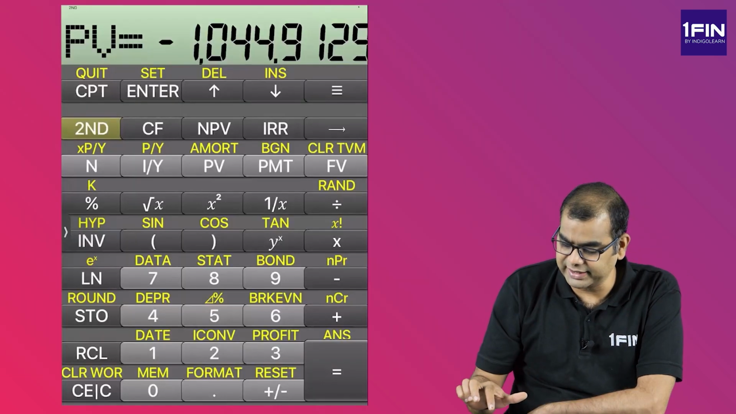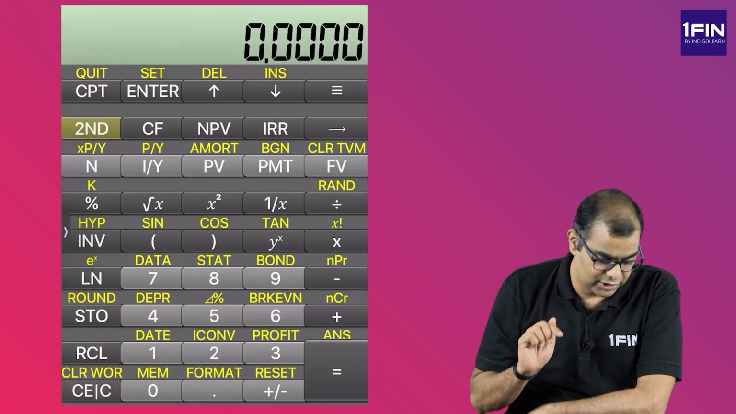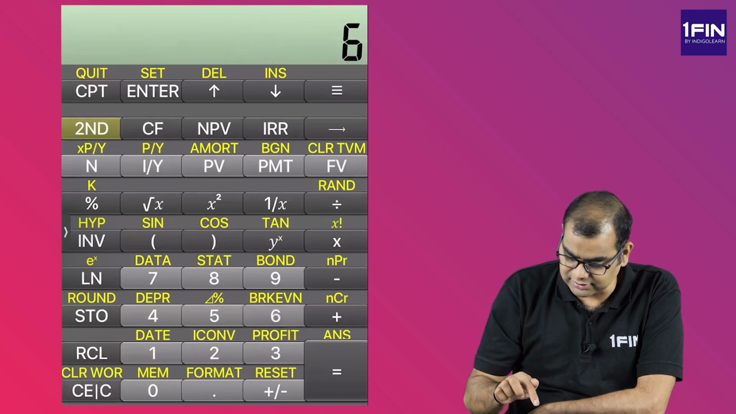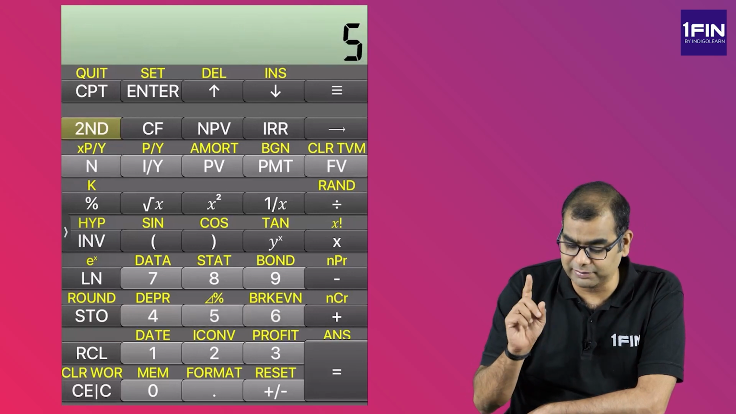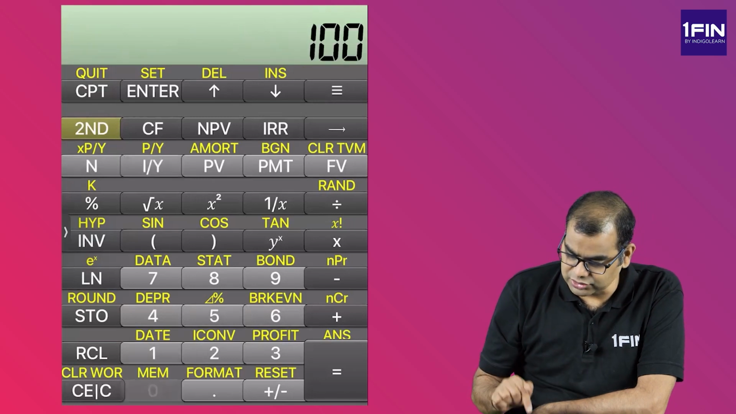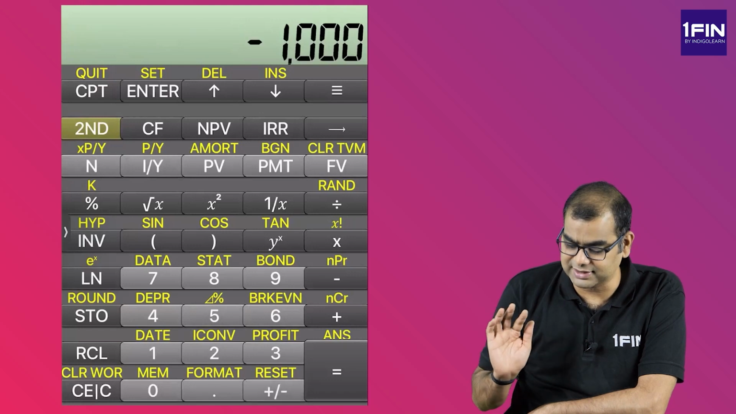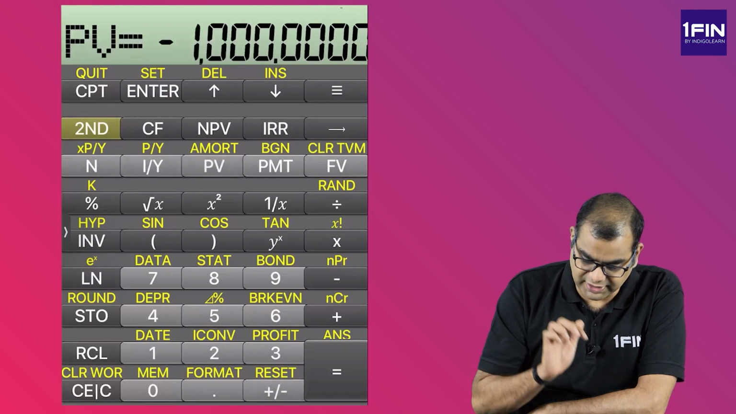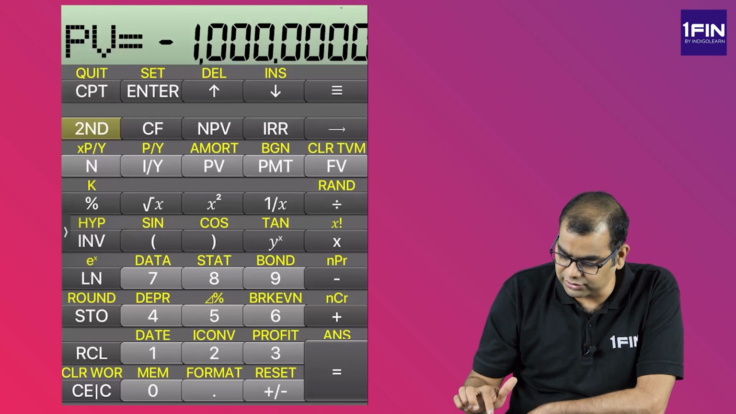First, second, and FV basically clears entire memory. Then you input the data. 6 is N, 5%, no need to enter percent again, please note. 5 is I by Y, then 1000, and I have this plus minus button which all of you must already be used. So minus 1000 is present value, then I have to compute the future value. So I press compute FV.